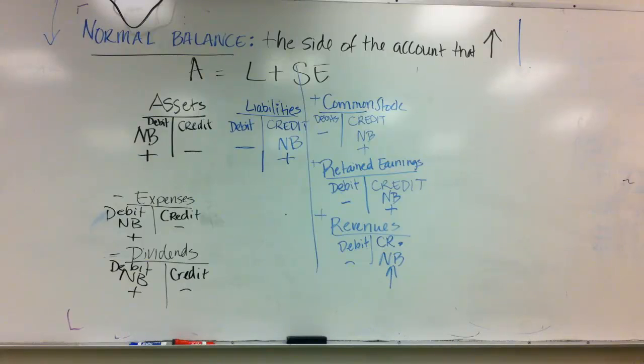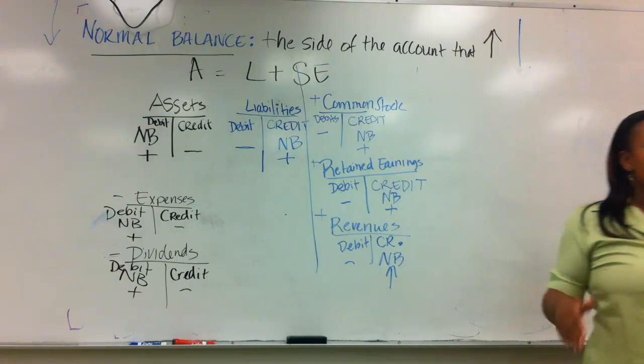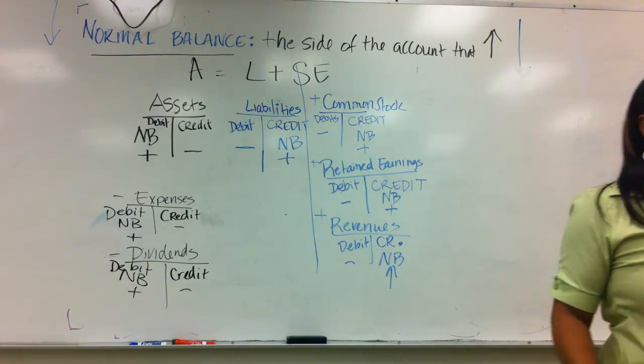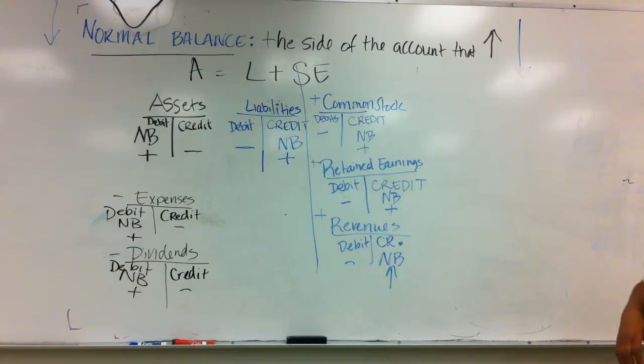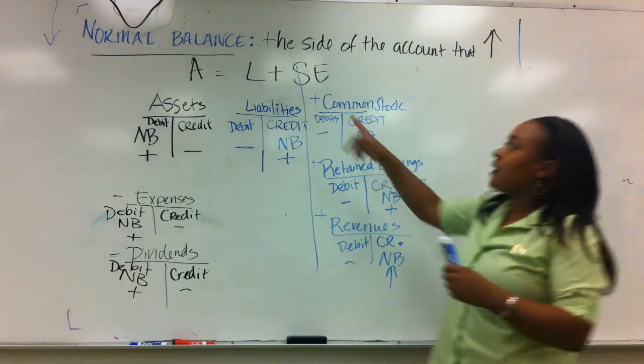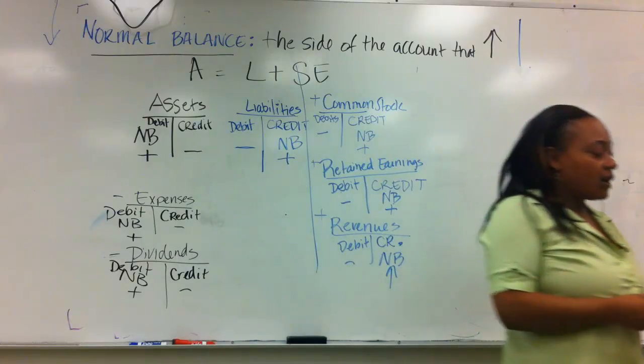Does that make sense? Any questions on that? So what does normal balance mean? The side of the account that increases. If you want to increase it, you put it on the same side as the normal balance. If you want to decrease it, you put it on the opposite side. On the dividends, you're not putting it as an asset. I was just trying to identify what the normal balances are for the accounts.